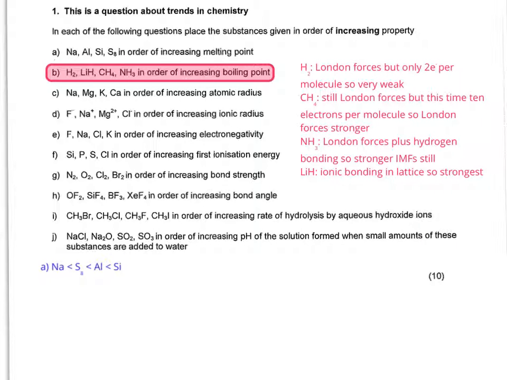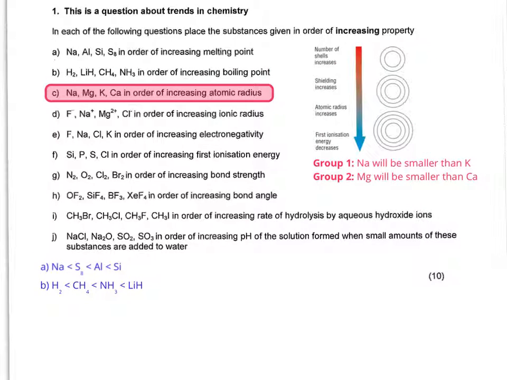So it's interesting also to take a moment to think about why lithium hydride has the strongest. So you've got ionic bonding going on, and you've also got 2 very small ions, so the charge density is quite a significant factor as well.